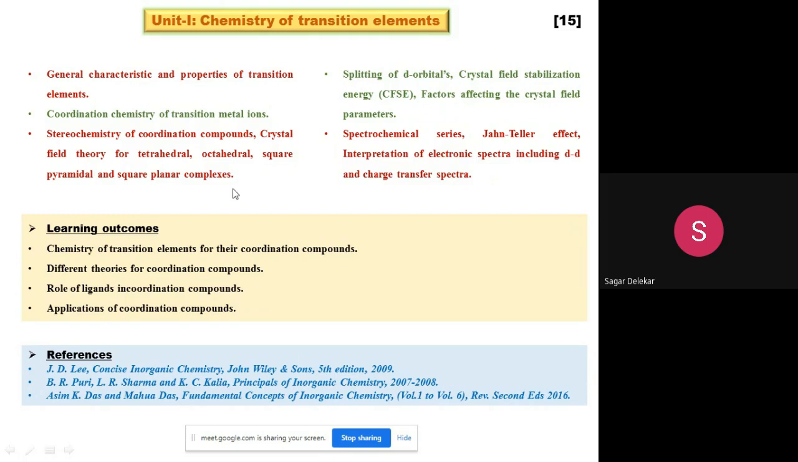the crystal field theory. Second thing is, if you are going to see one of the recent books published by A.K. Das and M. Das, Fundamental Concepts of Inorganic Chemistry. A.K. Das and M. Das have published this book in 2013. So it might be the fifth or sixth edition.